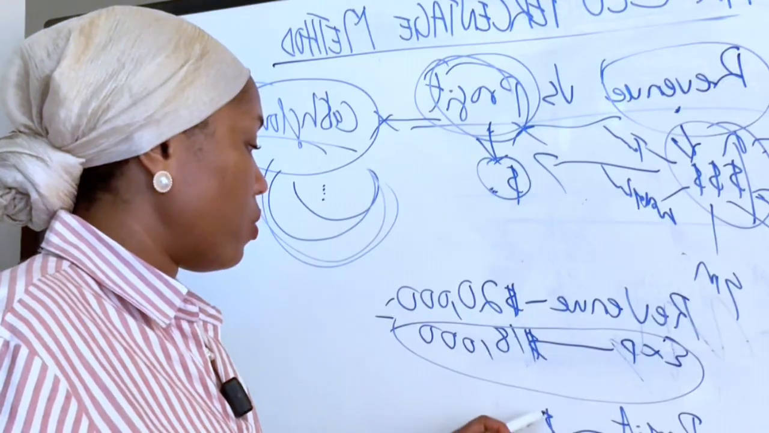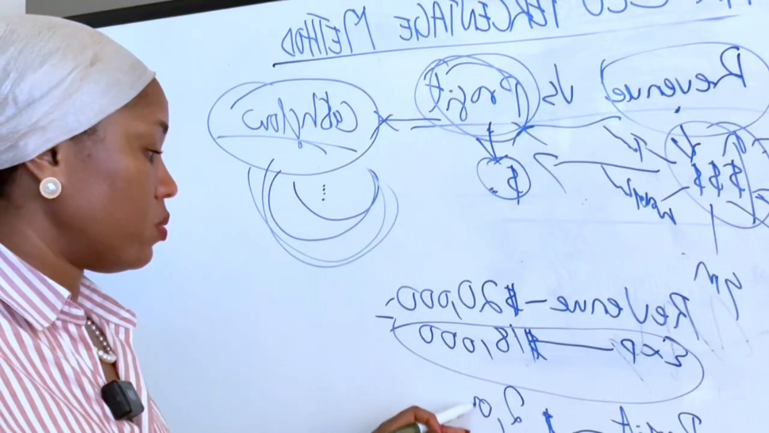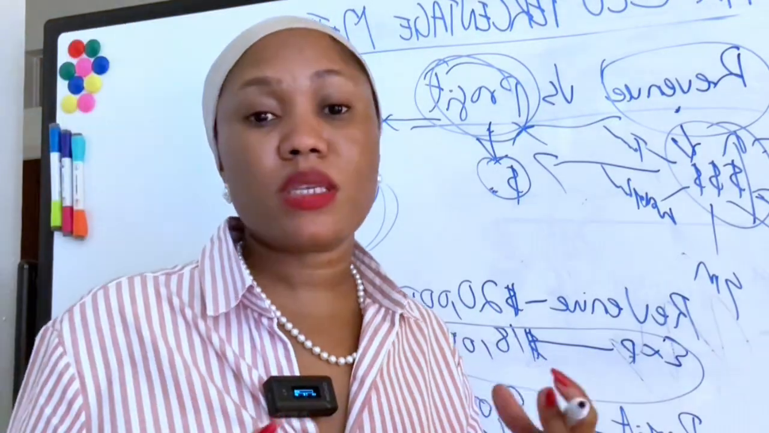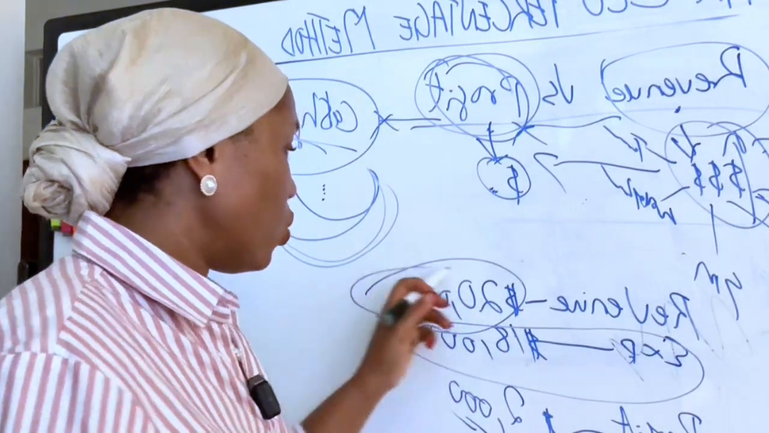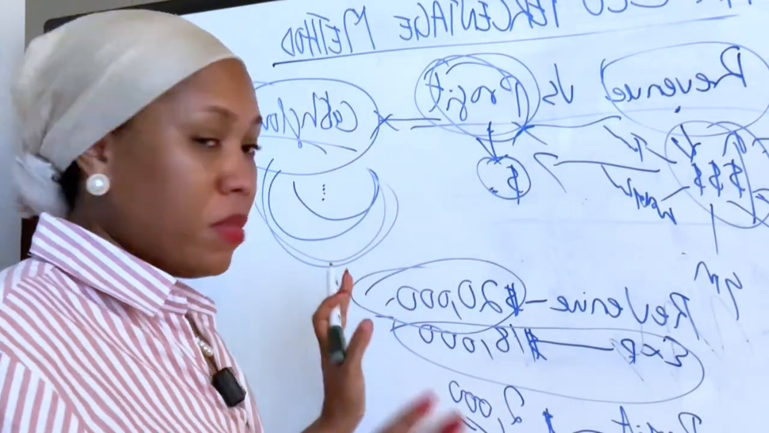So profit now will be what? 20 minus 18, you'll be left with $2,000. That's your profit. So this is where most entrepreneurs get confused, because revenue looks promising. It looks amazing.